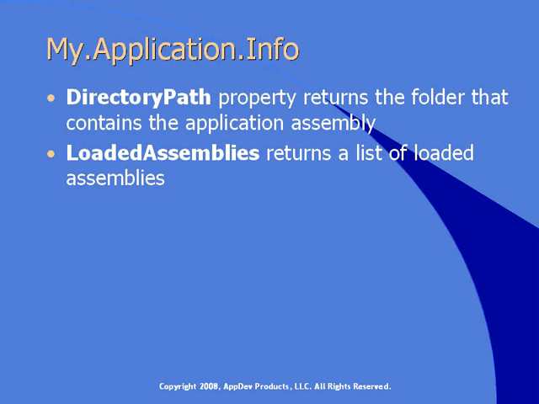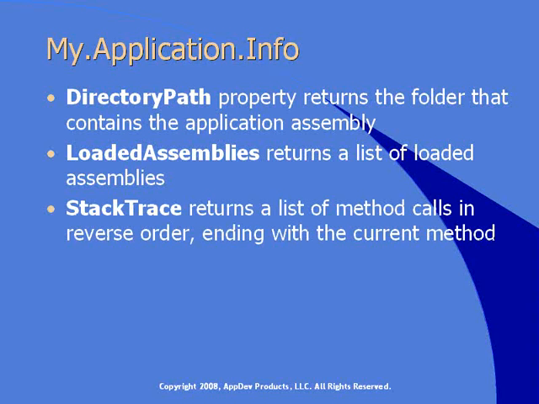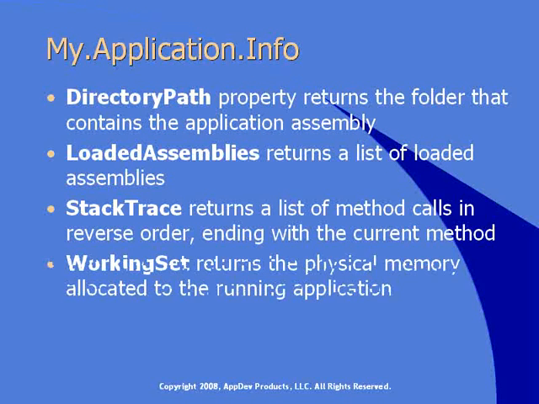So you do in the .NET Framework have the ability to load assemblies on demand. Typically any assembly you reference is loaded when the application starts, but you can load them on demand, and you could use LoadedAssemblies to see if an assembly is already loaded. If you use the StackTrace property, this will return a list of method calls in reverse order. And WorkingSet gives you the amount of physical memory allocated to the application.